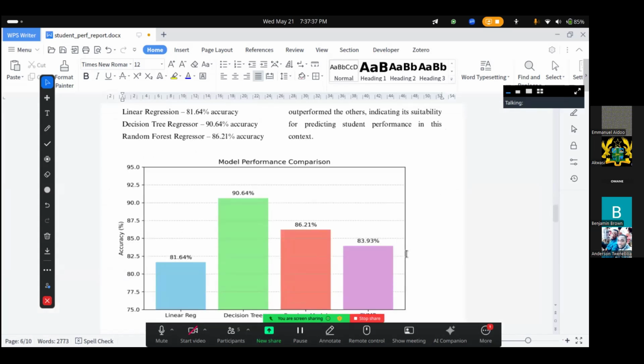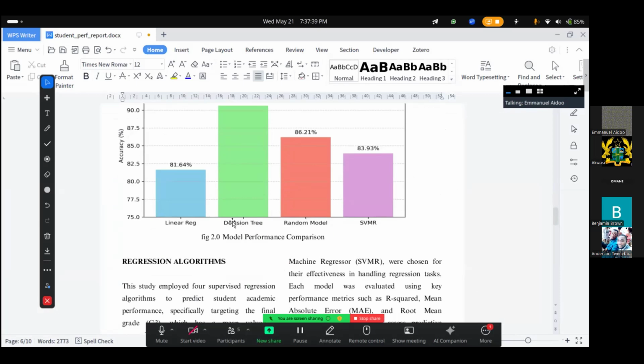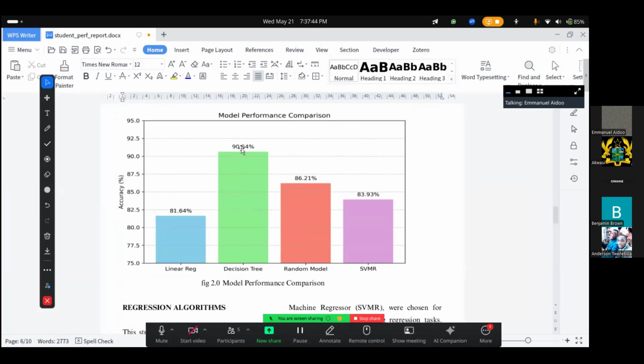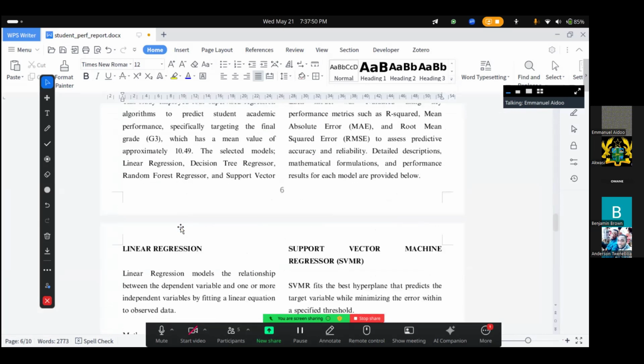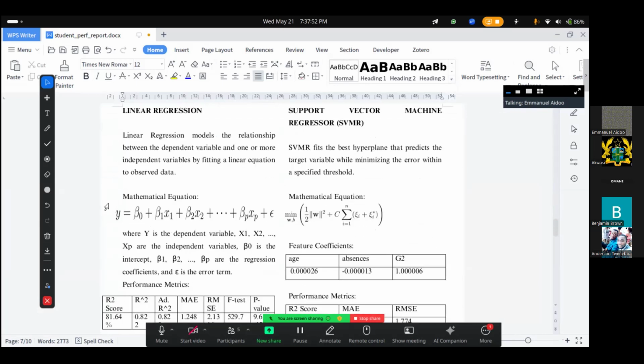Now, after the performance, we realized that decision tree had the highest performance, scoring 90.64%. And then the worst performance was the linear regression or the linear regressor. All right. Now, these are the formulas for each of the models.